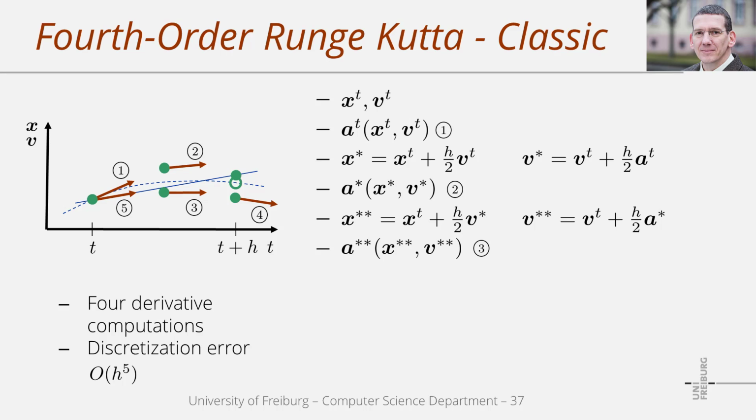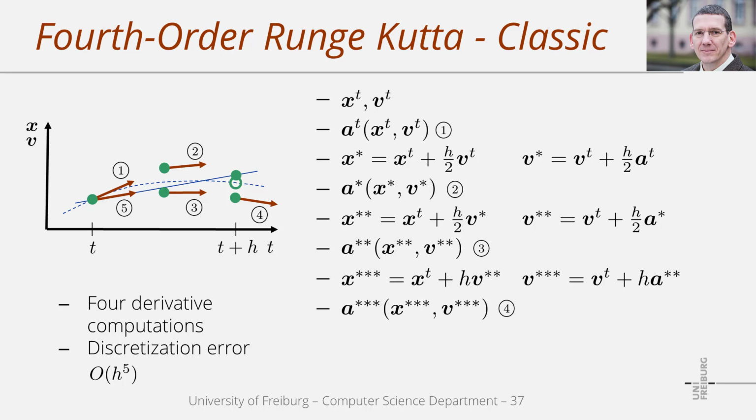For these values star star, we compute our third derivative a star star. This leads to the next Euler update, this time from t to t plus h, and here we use v star star and a star star as the respective derivatives. As a result of this Euler update, we get another set of intermediate values, x star star star and v star star star. Again, we compute the respective acceleration a star star star.